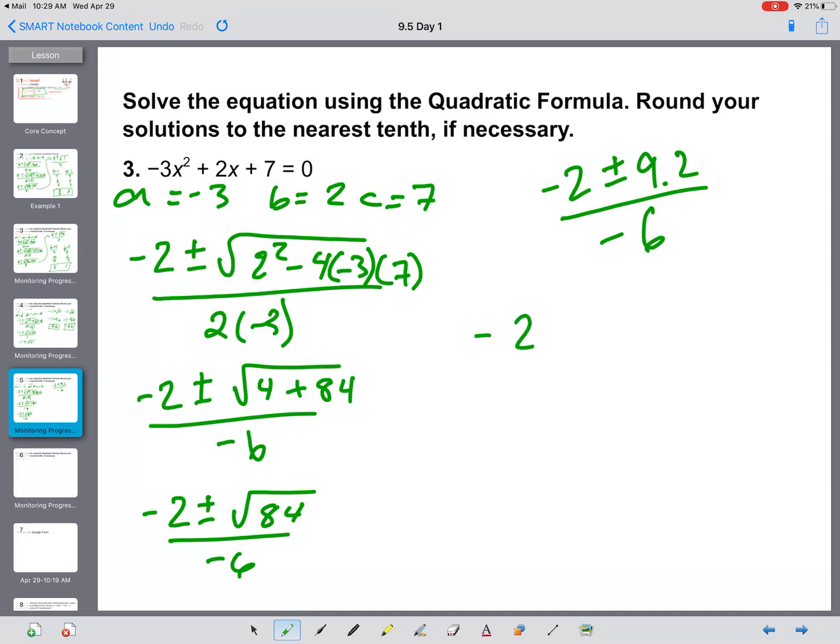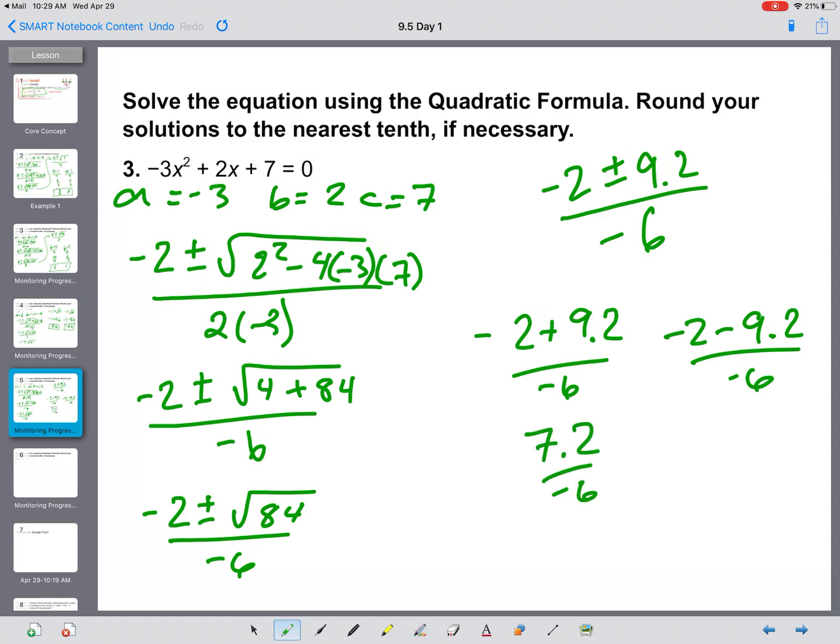So I'm just going to break this down. Negative 2 plus 9.2 over negative 6. Negative 2 minus 9.2 over negative 6. That gives me 7.2 over negative 6, negative 11.2 over negative 6. When I divide these out, I get negative 1.2 and a positive 1.86 repeating, could say 1.9.